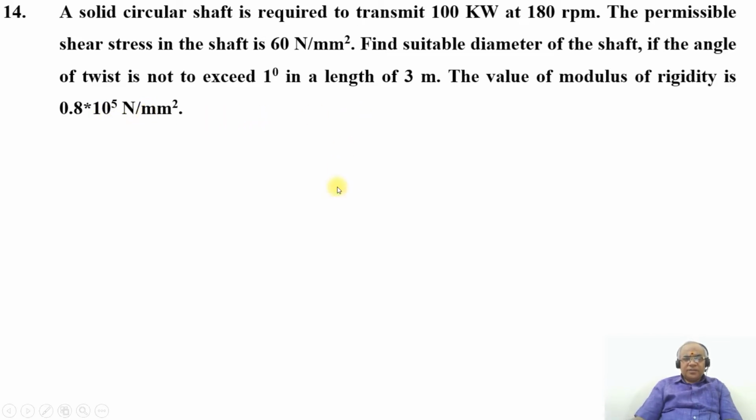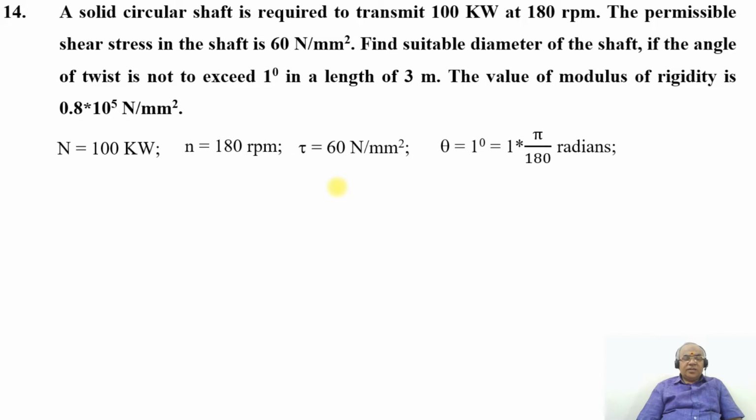So first we're going to take up the data, which is capital N equal to 100 kilowatt and small n is 180 RPM. Tau is given to be 60 Newton per mm square. We need to find the suitable diameter D of the shaft, if the angle of twist theta is not to exceed 1 degree, that is 1 into pi by 180 radians, in a length of 3 meters. So L will be equal to 3 meters, which is 3 into 10 to the power of 3 mm. And the modulus of rigidity G equals 0.8 into 10 to the power of 5 Newton per mm square.